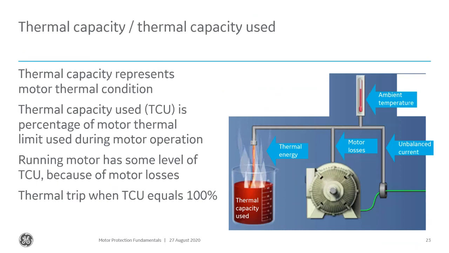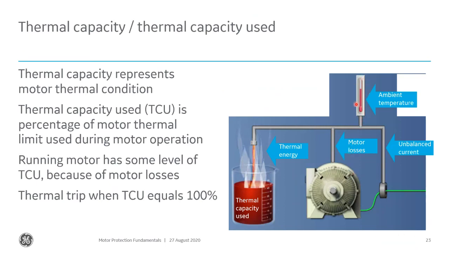So we'll talk a little bit more about thermal capacity and the thermal capacity used concept. But the thermal capacity represents the motor thermal condition. The TCU, the thermal capacity used, is percentage of motor thermal limit used during motor operation. A running motor has some level of TCU because of motor losses, and the thermal trip operates when the TCU equals 100%.